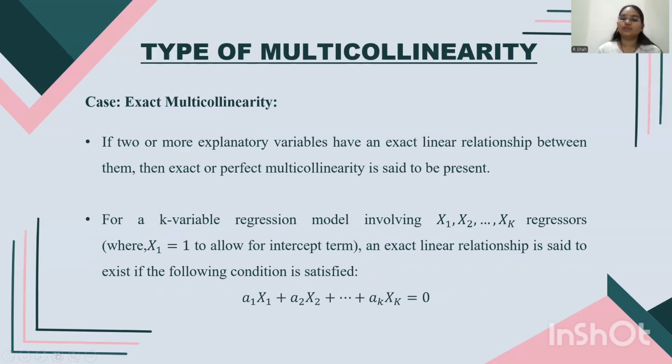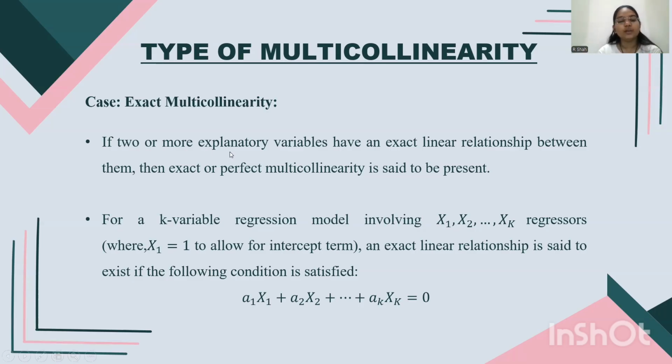There are different kinds of multicollinearity. Here we consider two types. One is exact multicollinearity, or we can say perfect multicollinearity, and the second is near or less perfect multicollinearity. First of all, let's see about exact multicollinearity.